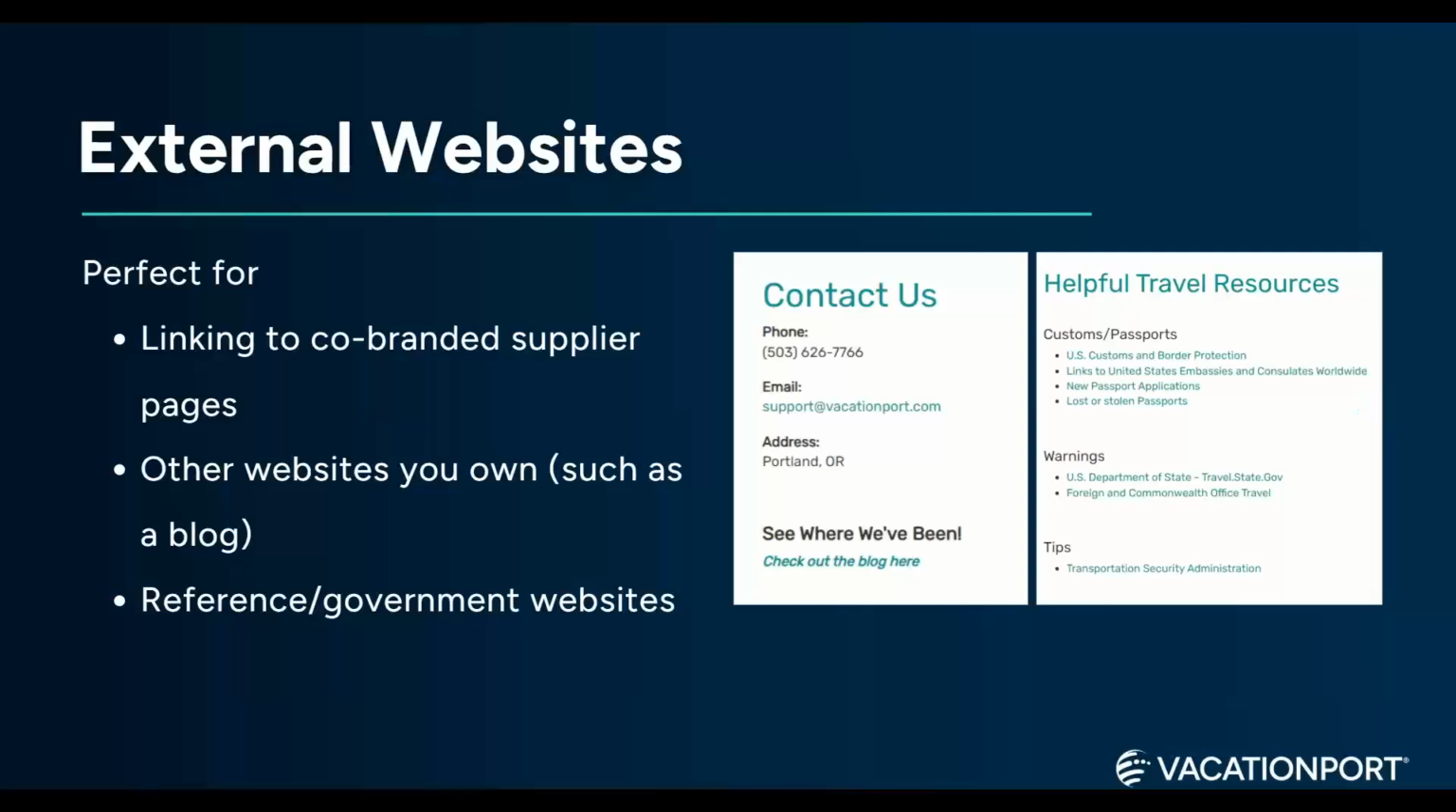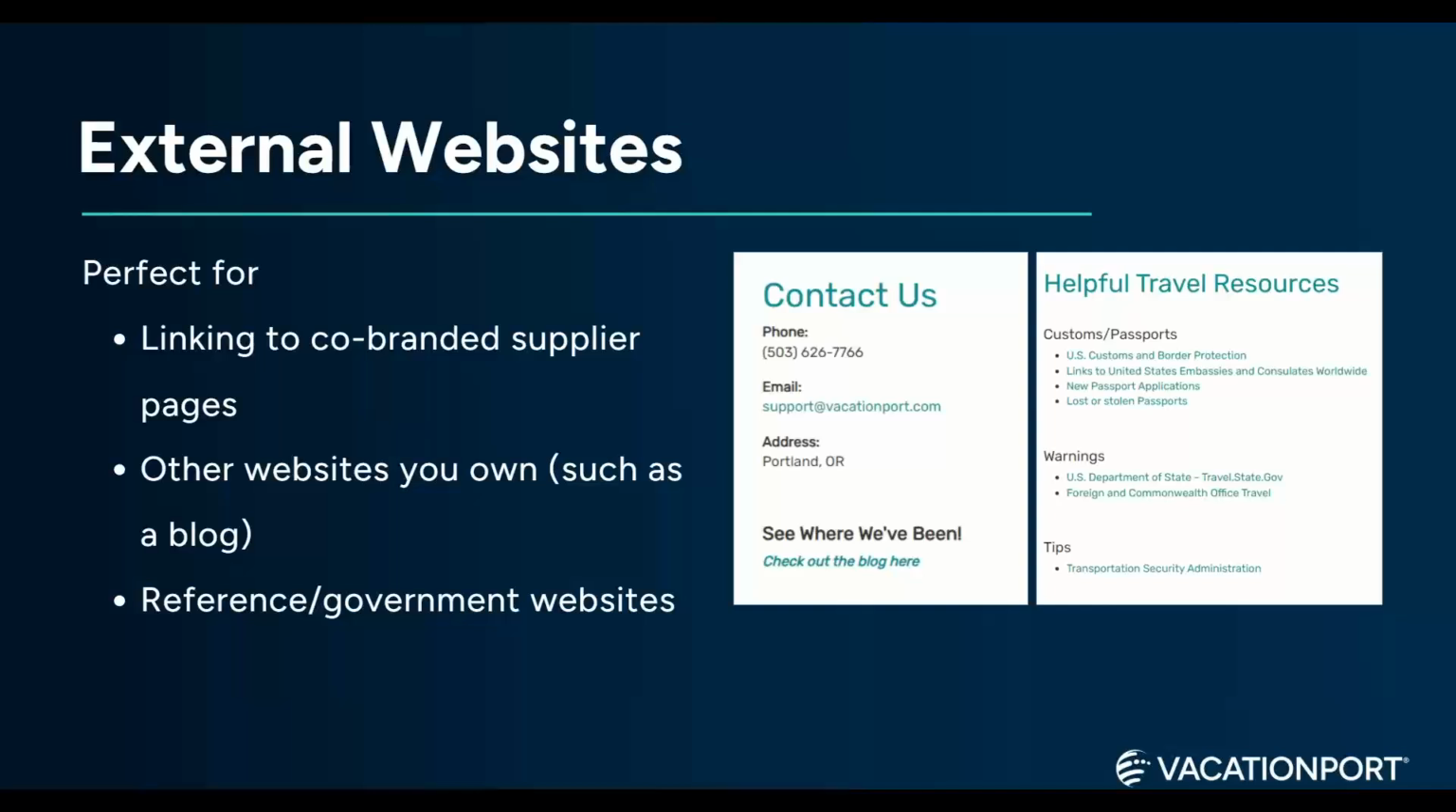So to start, we'll go over external websites and how to link those. So external links are perfect for sending visitors to outside resources. So think of things like supplier co-branded pages, your blog site, or any travel articles or government articles or websites. This is a really great way to support your website content without needing to duplicate the information and feeling like you need to copy what they have on their website onto yours.